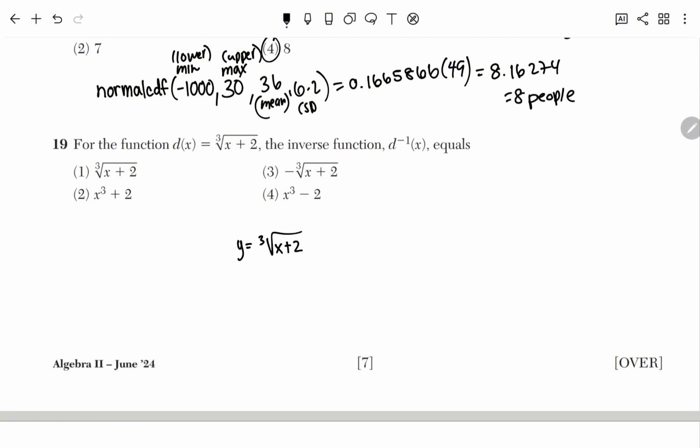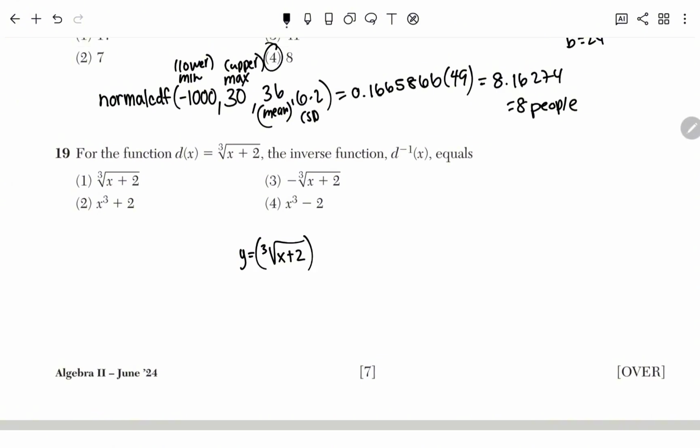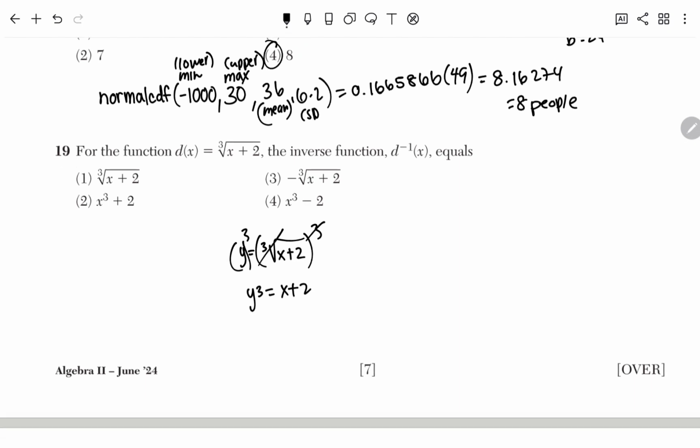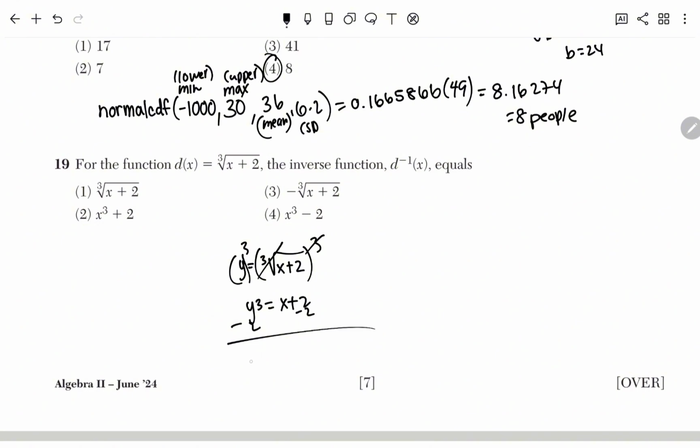What we're trying to do is get x by itself. X by itself means that we're going to have y plus something, or divided by something, equals x, and we'll have an inverse. So the first thing we need to do is cube both sides. So we have y cubed equals x plus 2, because cubing cancels out the cube root. And then we're going to subtract 2 on both sides. When we do that, we get y cubed minus 2 equals x.